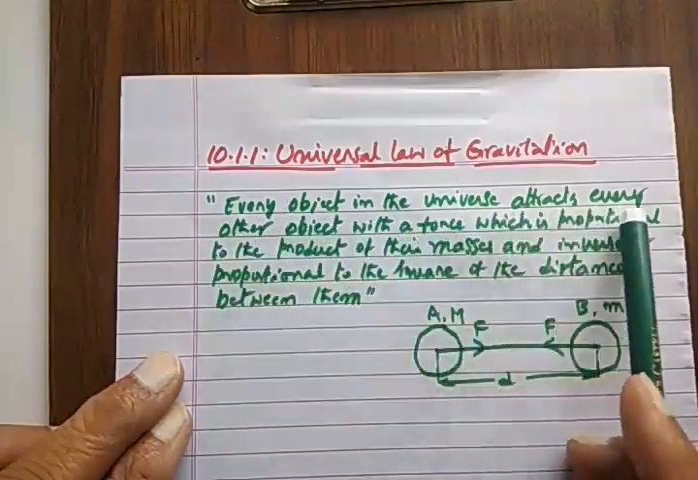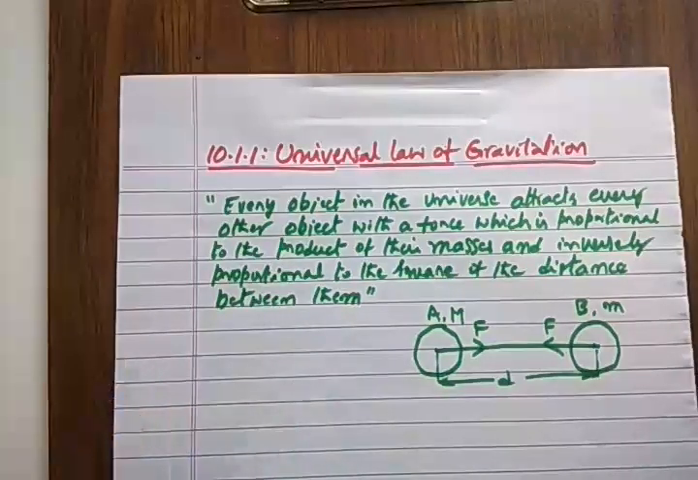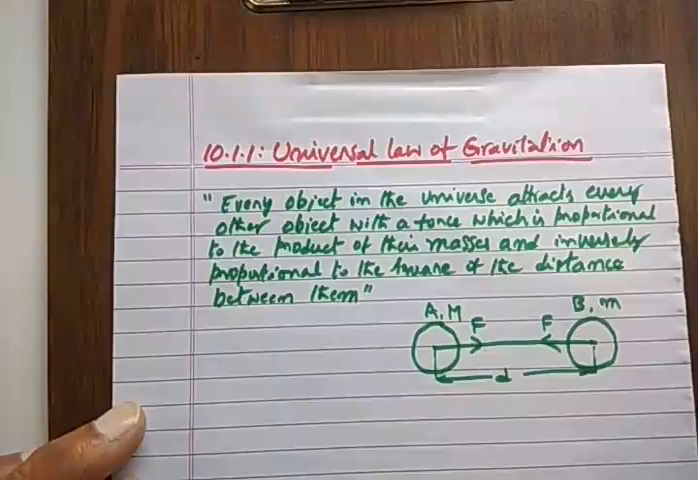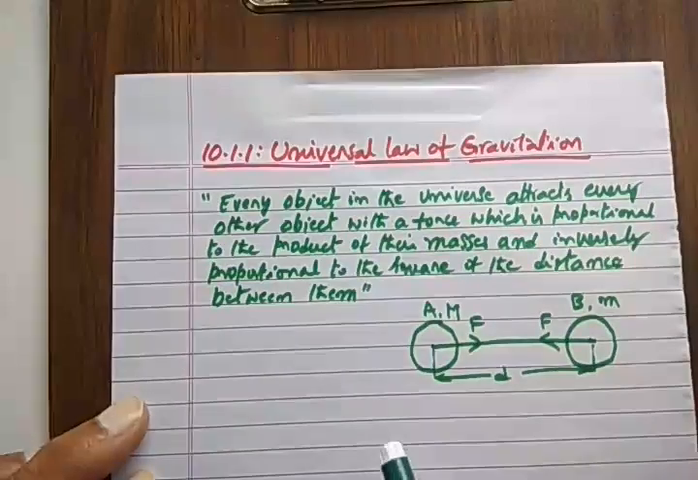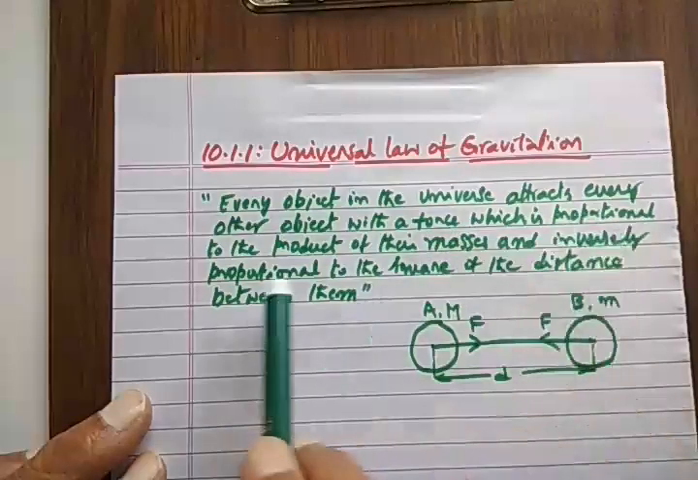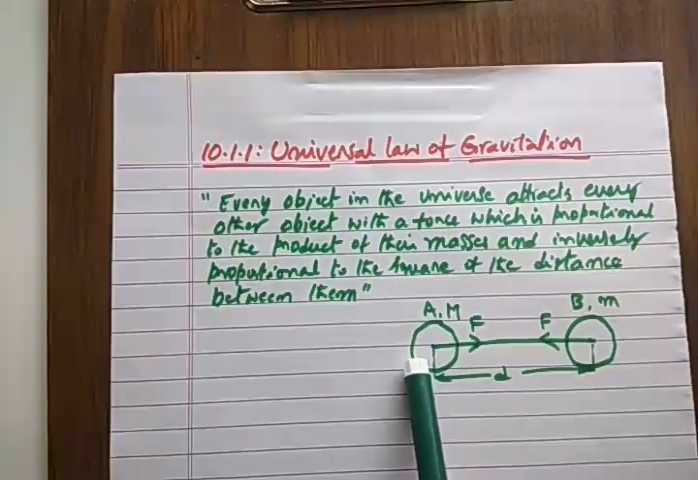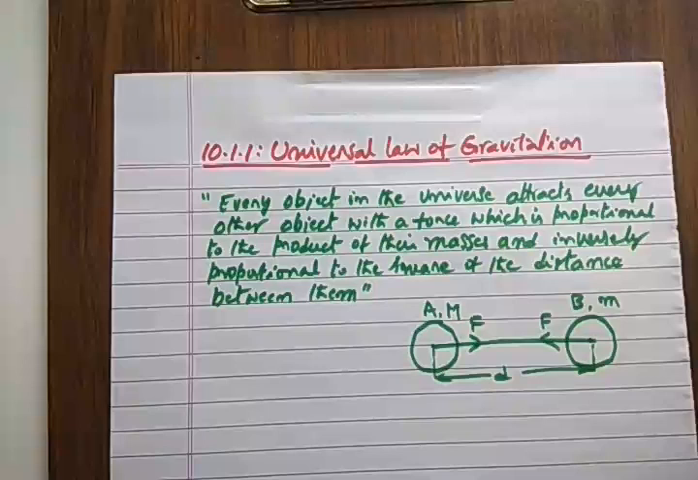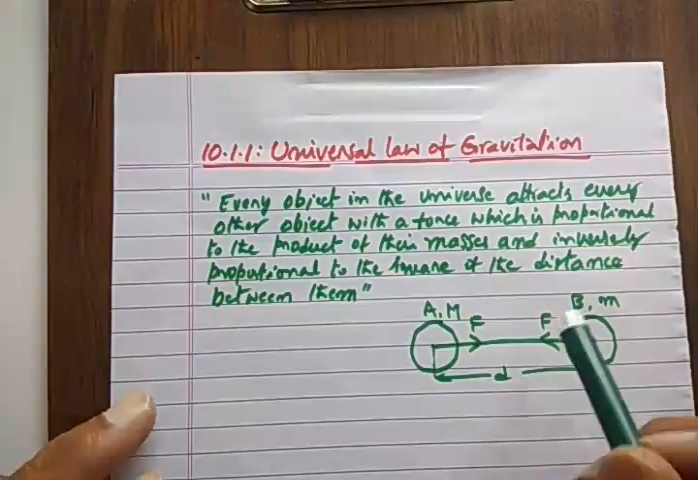Every object in the universe attracts every other object. So whatever may be the object. Object means what? It will have some mass and shape. So mass is important here. So every object is having some mass. Between two objects there will be always attractive force. Not repulsive, always attractive. So the force which is proportional to the product of their masses. So directly proportional means if the mass increases, the force will be more, attractive force. If mass is very less, it will be less.